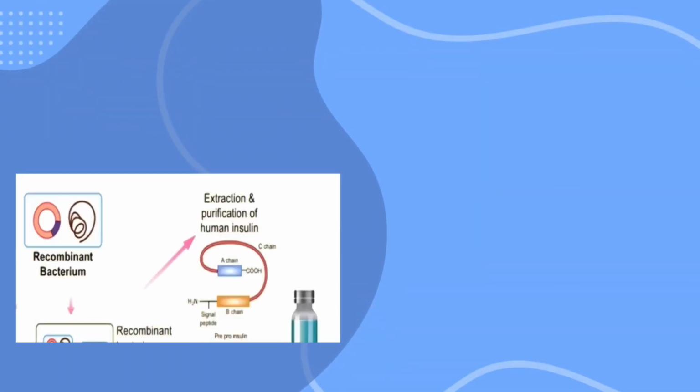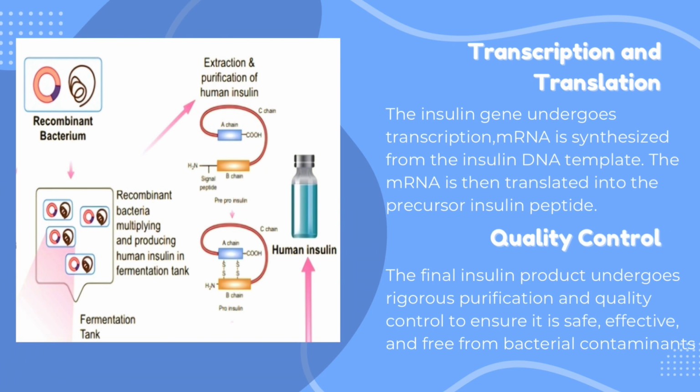Third step is known as transcription and translation. Inside the bacteria cells itself, the INS gene undergoes transcription, where RNA polymerase synthesizes mRNA from the insulin DNA template. mRNA is then translated by ribosomes into the pre-pro insulin peptide.